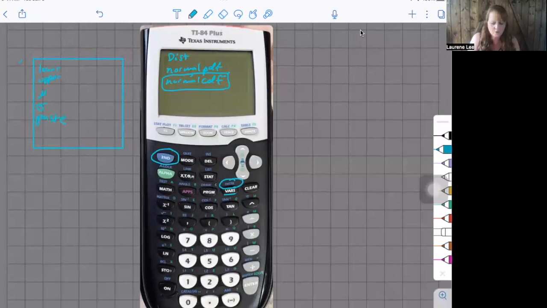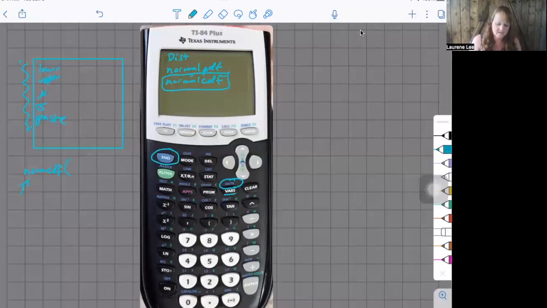If you have an older calculator, it's just going to say something like norm CDF, and then it's going to have this parenthesis and that's it. Okay. If you have an older calculator and this is what you're looking at right now, you want to write this down because that's going to be the order that you're entering your numbers, and you're going to need to remember that because it doesn't have a prompt. If you have a newer one, you have prompts.